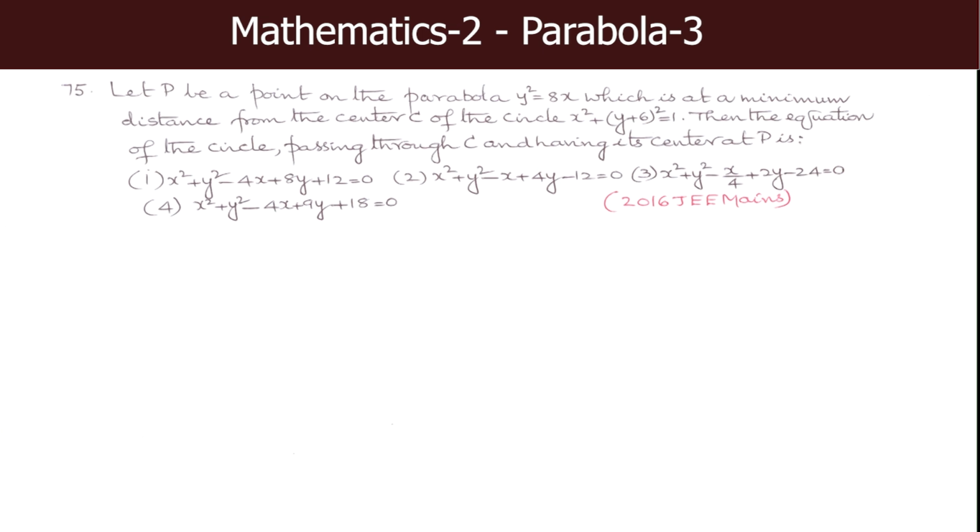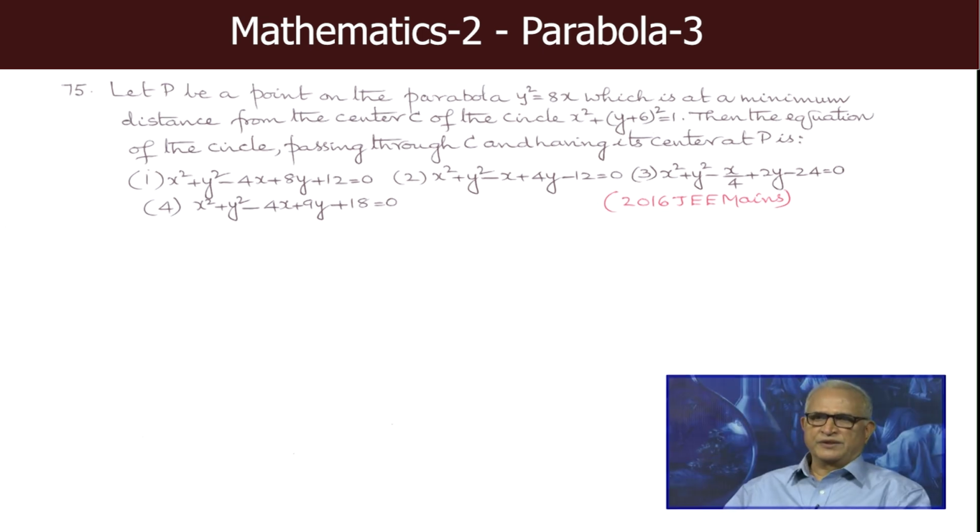Let P be a point on the parabola y square equal to 8x, which is at a minimum distance from the center C of the circle x square plus y plus 6 whole square equal to 1. Then the equation of the circle passing through C and having its center at P is, 2016 JEE Mains.